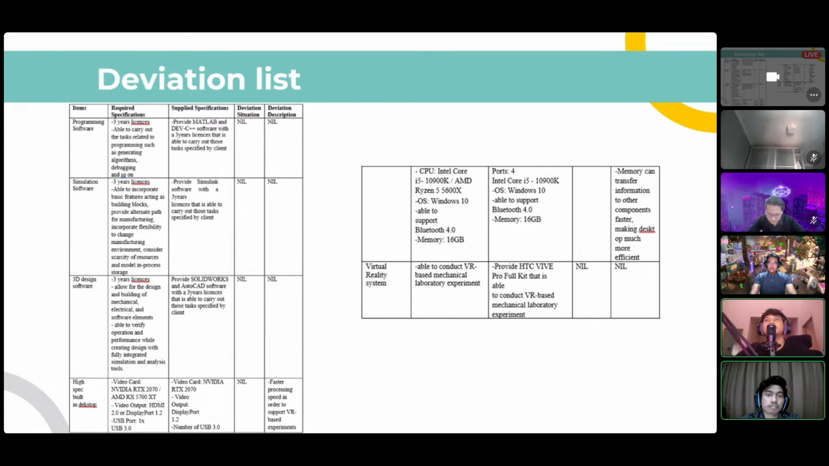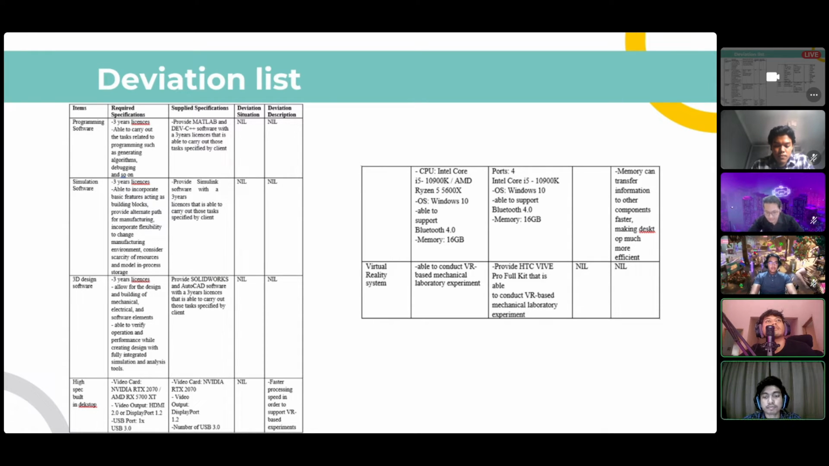Next, we move to the division list. As you can see here, we have items for programming software, simulation software, and 3D design software, all of these three require 3 years of license. Next, we have the high spec built-in desktop. As mentioned in the pricing schedule, we already talked about the spec.